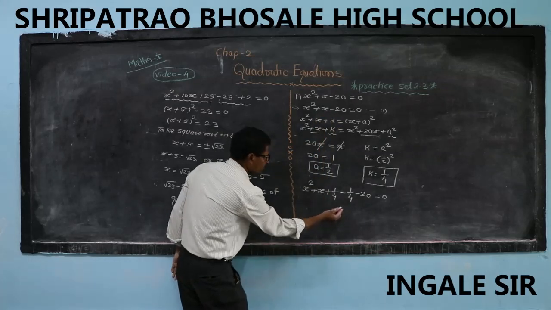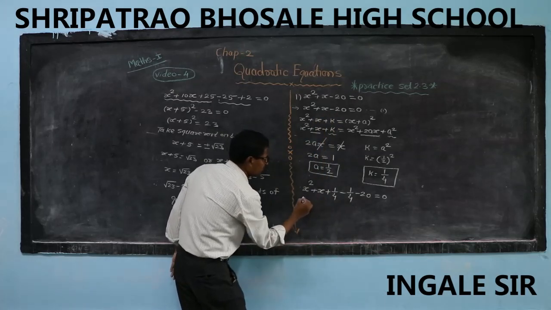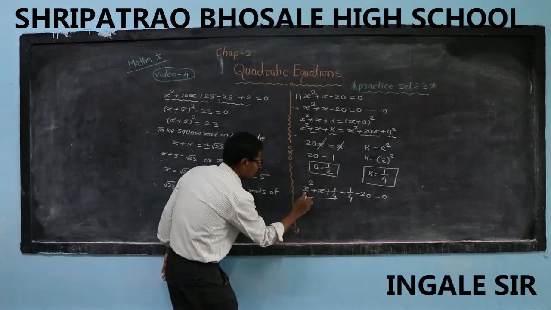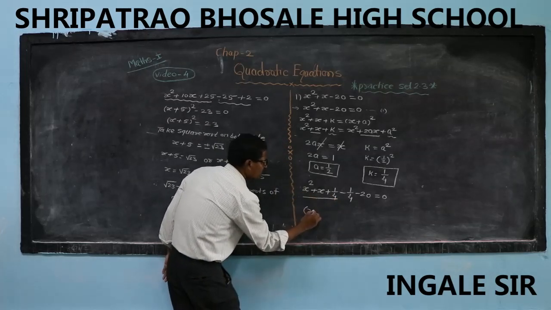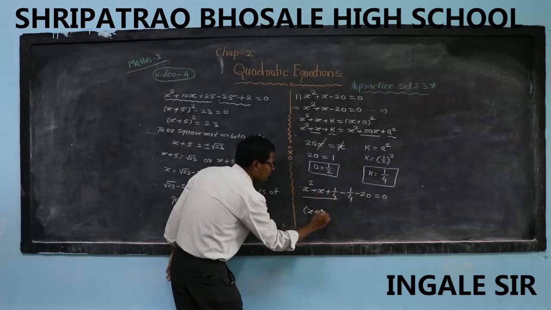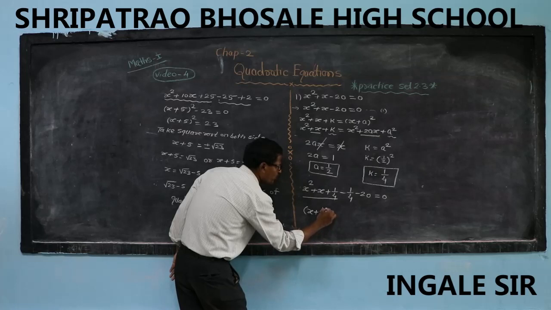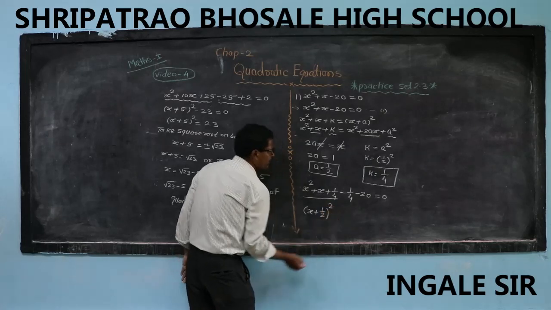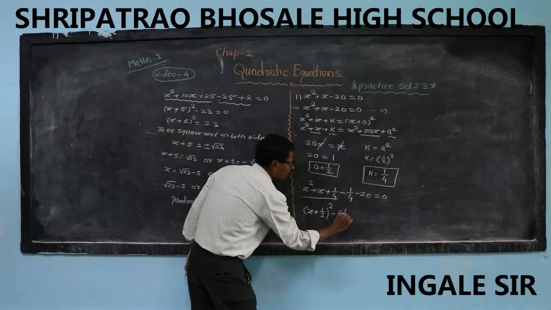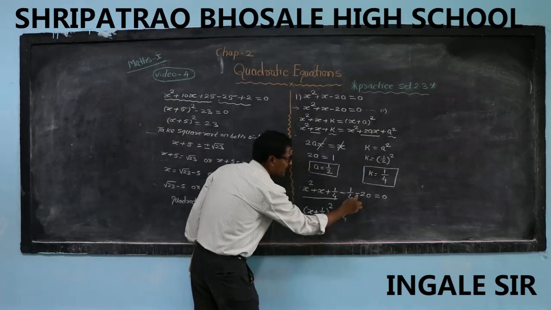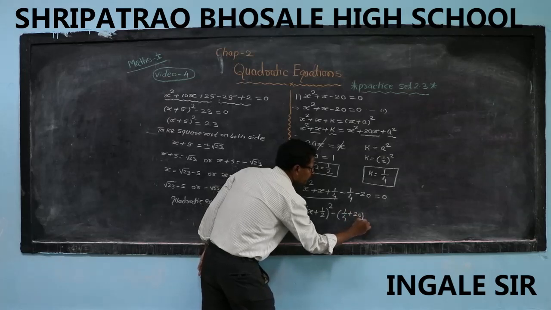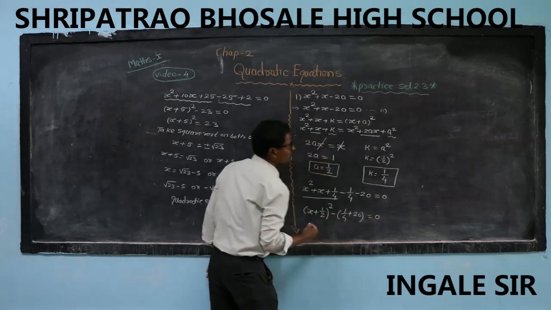Now this is the perfect square trinomial here. So here x, middle term positive plus, the square root of 1 by 4 is 1 by 2. Bracket close, square. Now take common from these two: minus 1 by 4. We have to take minus common, so this minus becomes plus 20 is equal to 0.